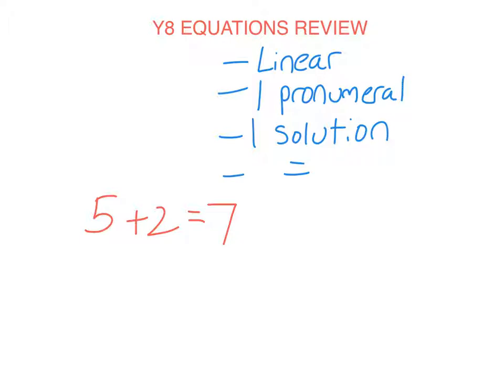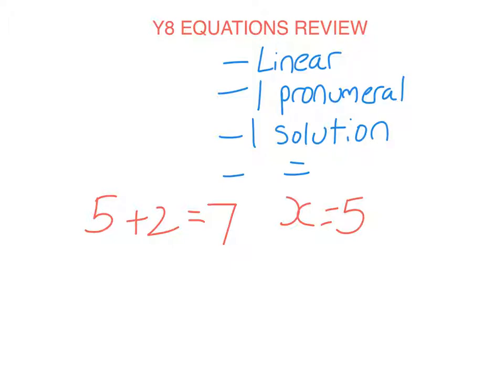If I had chosen any other number, it wouldn't have worked. 4 plus 2 does not equal 7. So 4 plus 2 equals 7 is an untrue statement. So that's why the solution to this was x equals 5. Okay, that was an easy one that you can do in your head.